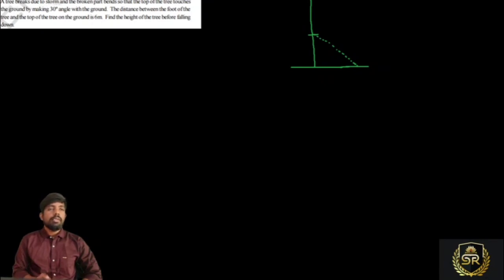What is it saying? A tree breaks due to the storm and the broken part bends so that the top of the tree touches the ground, making an angle of 30 degrees with the ground. So this is making an angle of 30 degrees with the ground. Distance between the foot of the tree and the top of the tree.